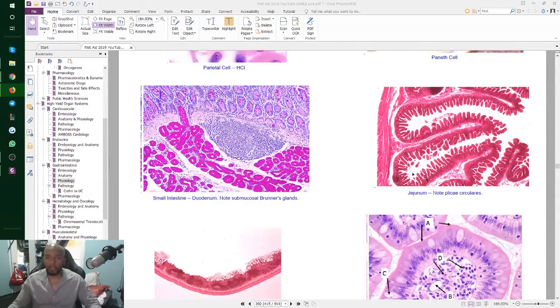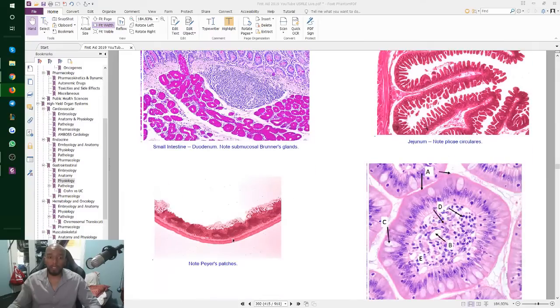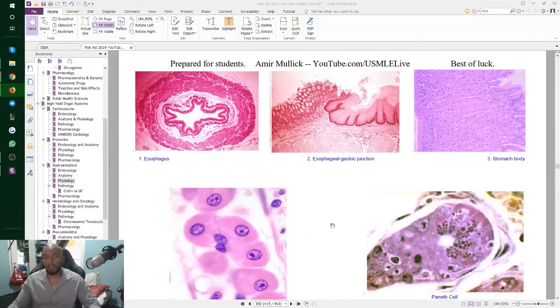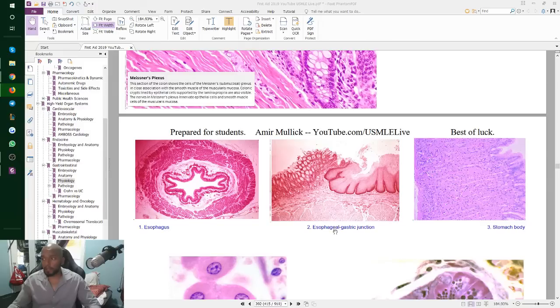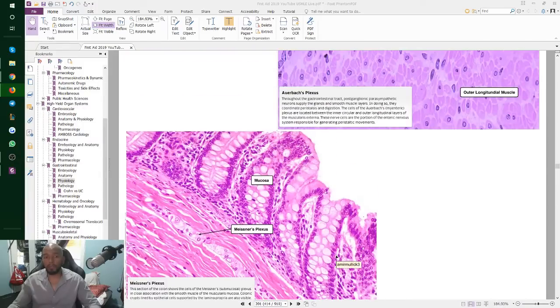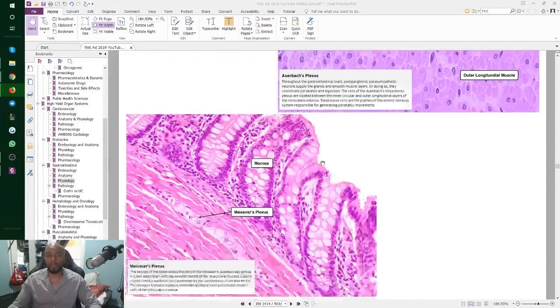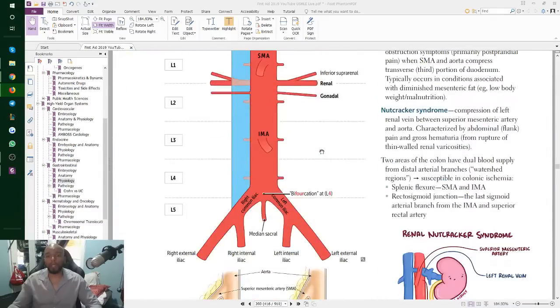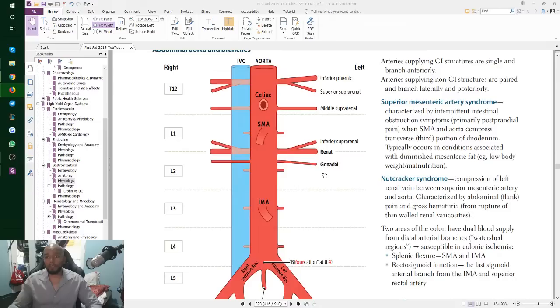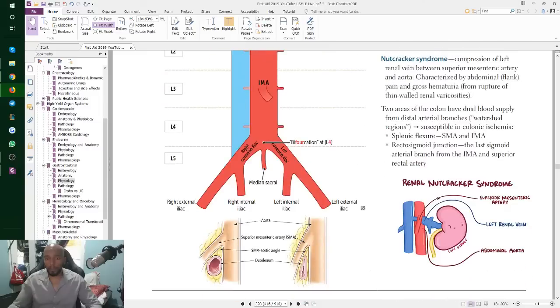So we talked about how the jejunum had the plicae circularis, where the actual submucosal stuff goes into the finger-like projections. We talked about how the ileum has the Peyer's patches, right? And we talked about the different glands and a bunch of stuff. So all of that is really significant because it can pop up in different ways in various questions, and you should be able to identify what you're looking at.